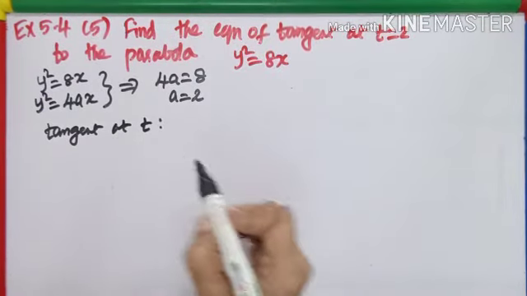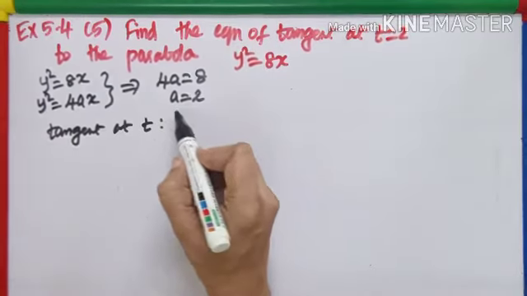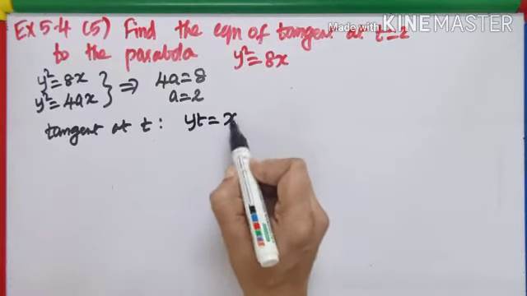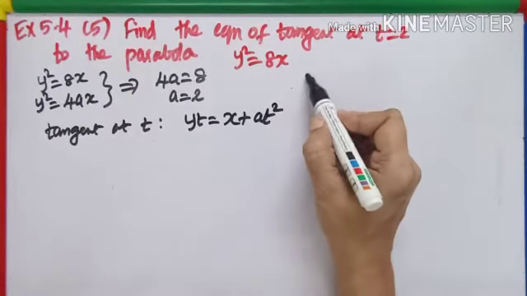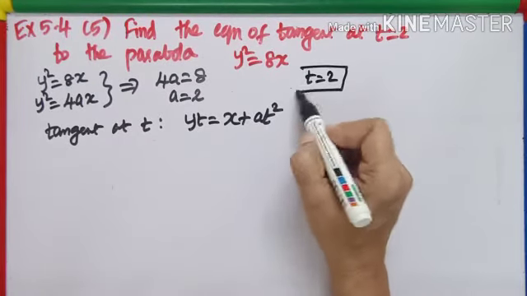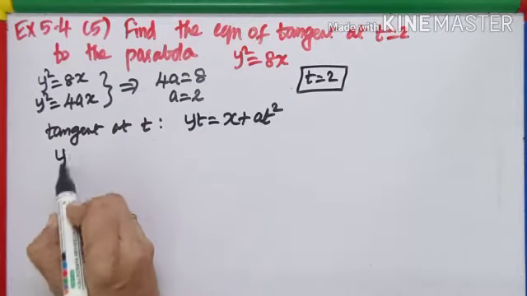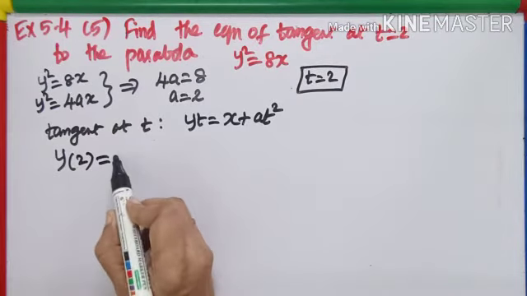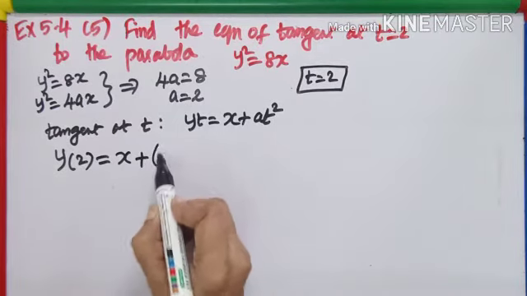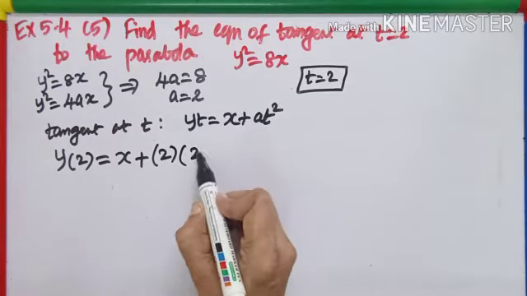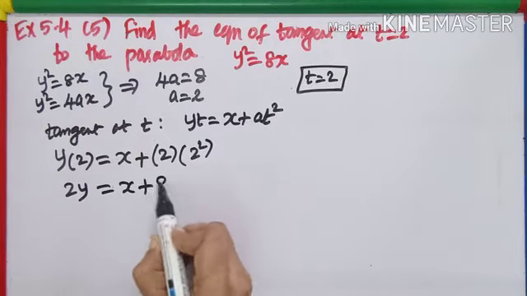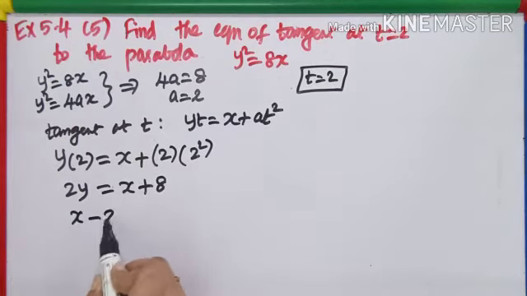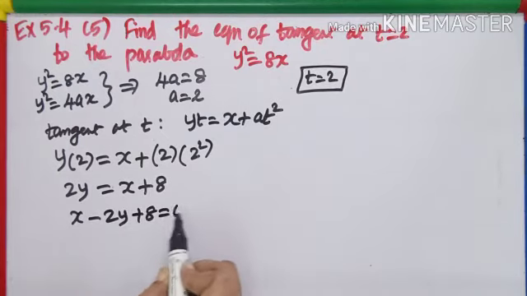We should remember the formula. It is yt equals x plus at square. T value is given as 2 in the question. Just substitute. y into 2 equals x plus a value 2, t square is 2 square. Simplifying, 2y equals x plus 8 or x minus 2y plus 8 equals 0.